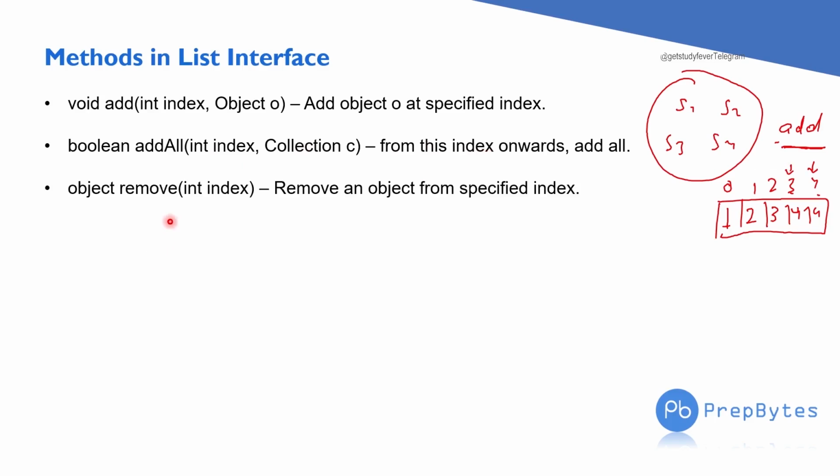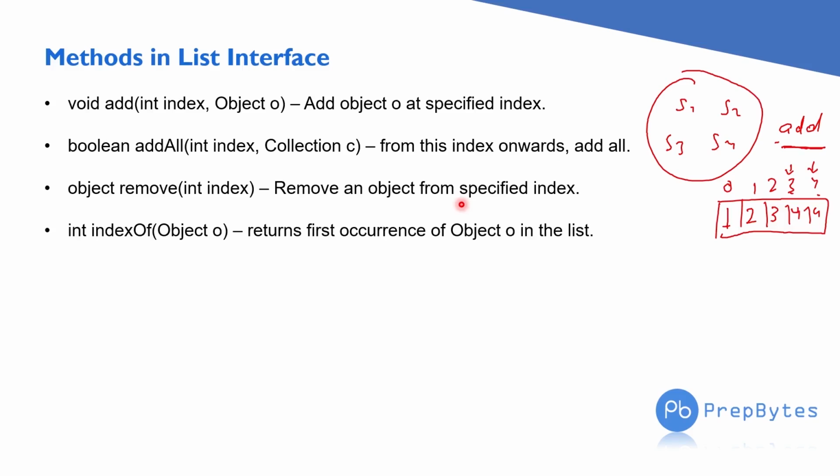So from this index onwards we add all these elements with the addAll method. Next is remove. Suppose you want to remove 4, then just pass the index 3. We pass index 3 and remove the element present at index 3, so 4 will be removed. We will see these methods when we code. Again, this is just an interface, so I am reminding you, these methods are only defined, not implemented. They will be implemented in the implementation classes.